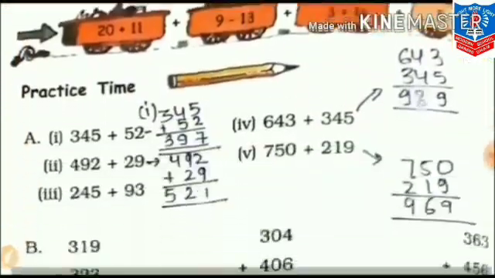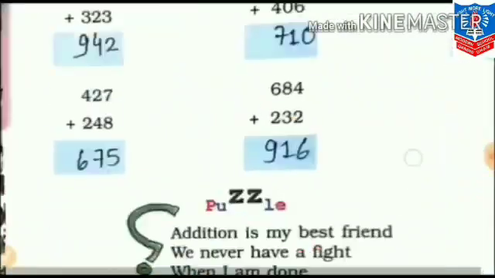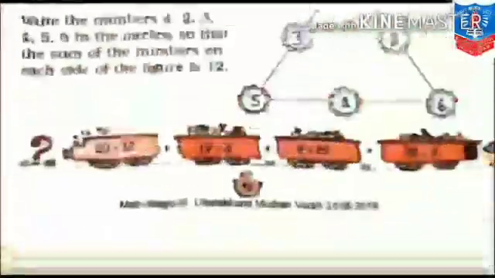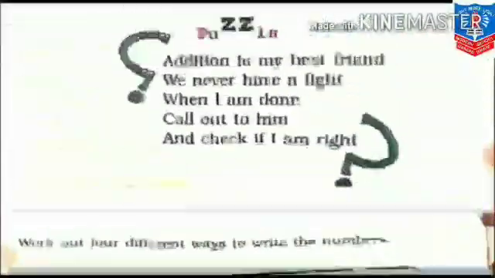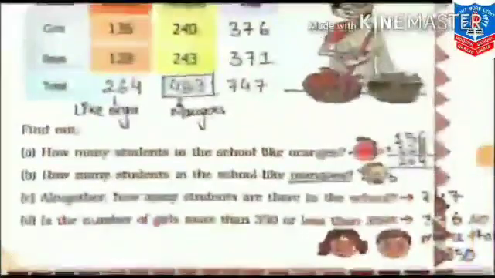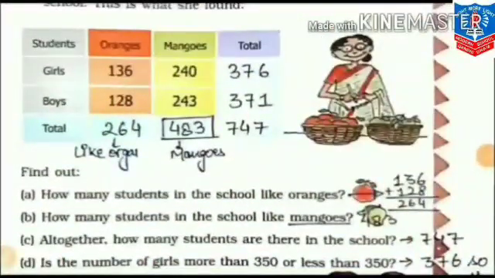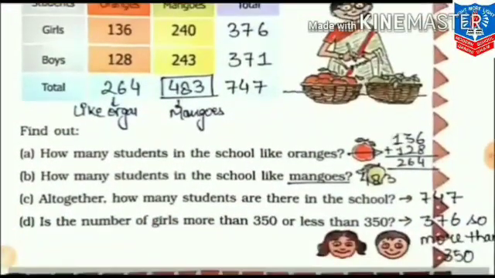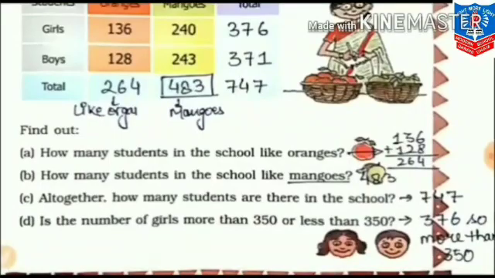Is the number of girls more than boys or less than 350? It is more than 350. Got it? Now practice time hai. I'll solve it in the notebook and you'll just copy it from there. Till then keep revising and let's see what you'll have got. Bye children.